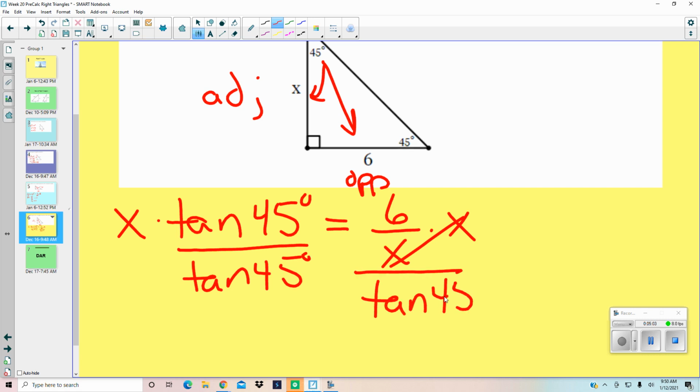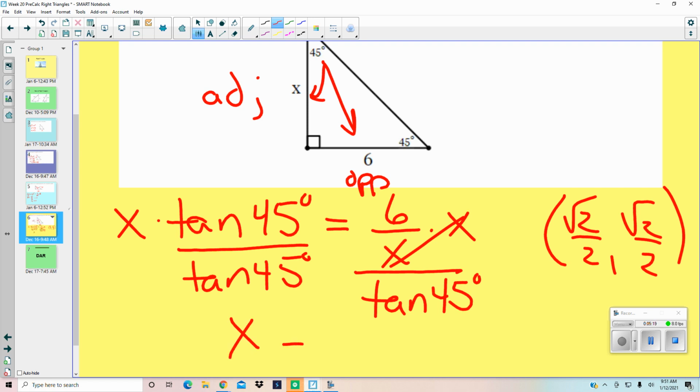And if you put your calculator in degrees and put in tan 45, you know it's 1. But you also know the ordered pair for 45 is √2/2, √2/2. And tangent is y over x, so you're going to get 1. So then what you get is x is 6. But we already knew that because it's a 45, 45, 90 triangle.